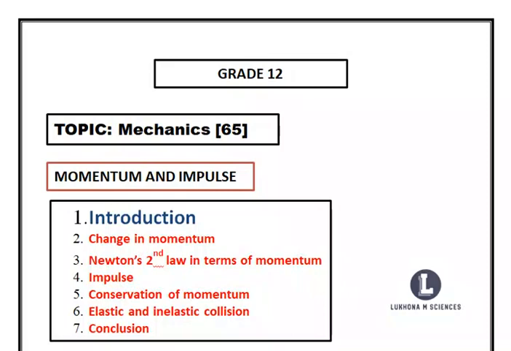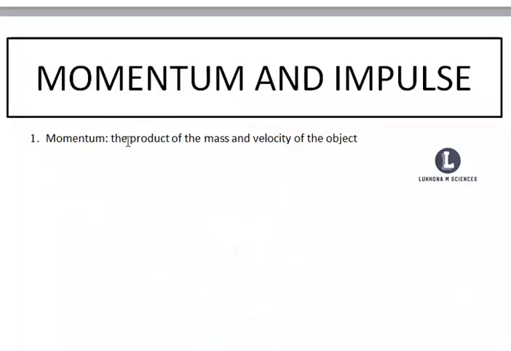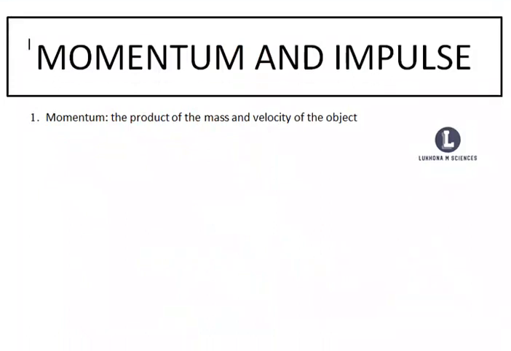Let's define the momentum. Momentum is defined as the product of the mass and the velocity of an object. So you remember that the mass is in kgs. You must make sure that the mass is in kgs. Then the velocity must always be in meters per second. And remember that the mass is a scalar quantity. The velocity is the vector quantity.